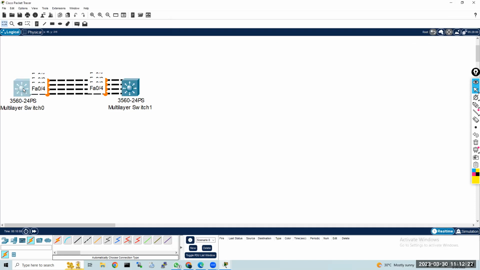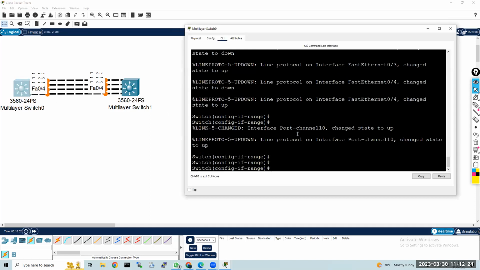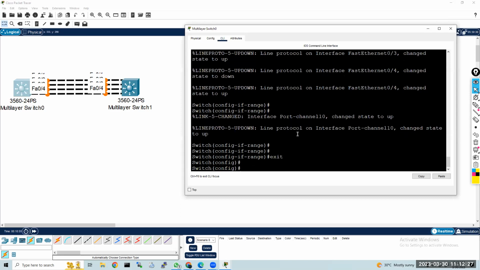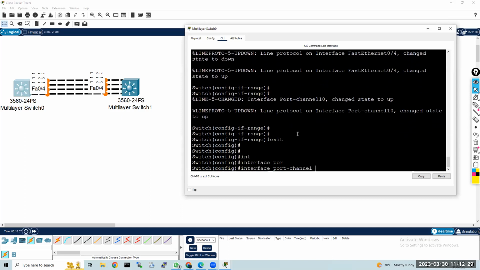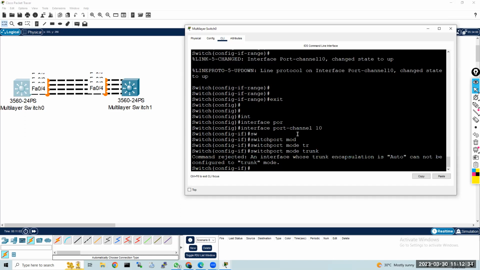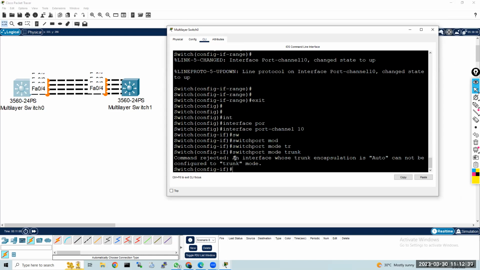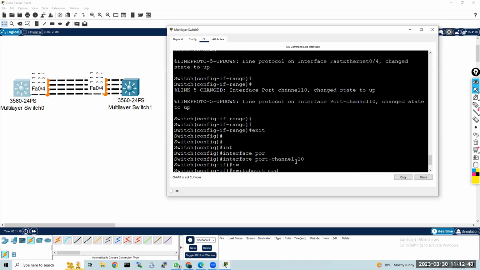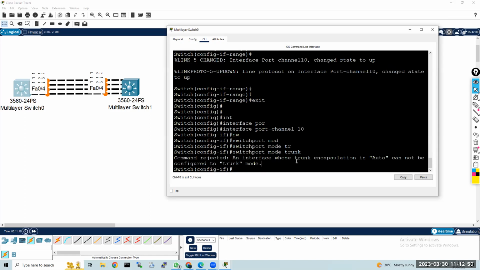Or else just check this switch now. Can we do here interface port channel 10, switchport mode trunk? See, this also is rejected. The interface whose trunk encapsulation is auto cannot be configured as trunk mode. It should be either on or desirable. If you change that to on, then we can make the trunk link.